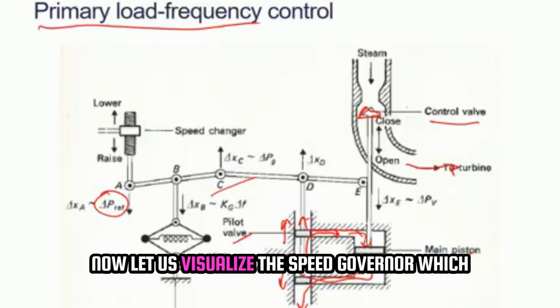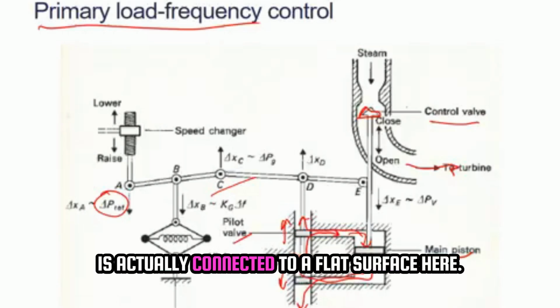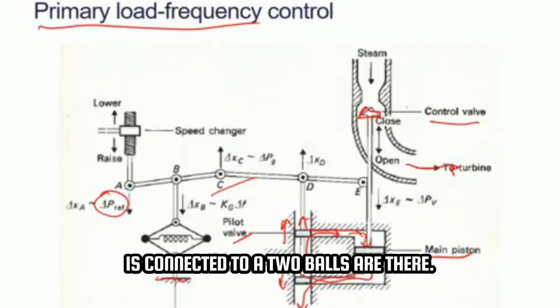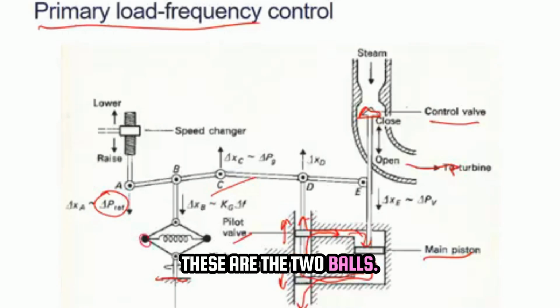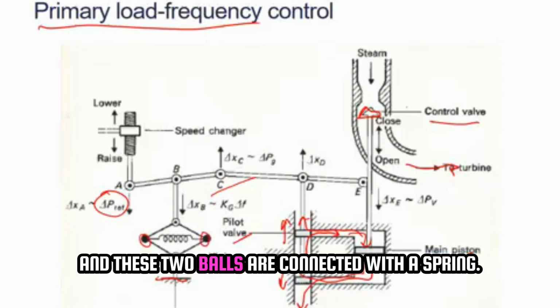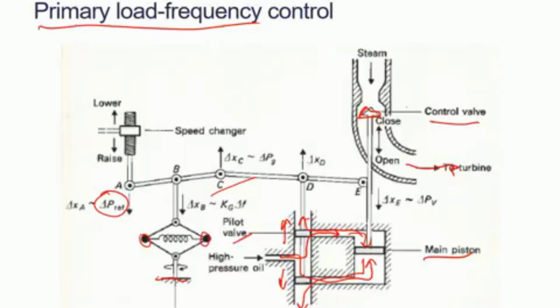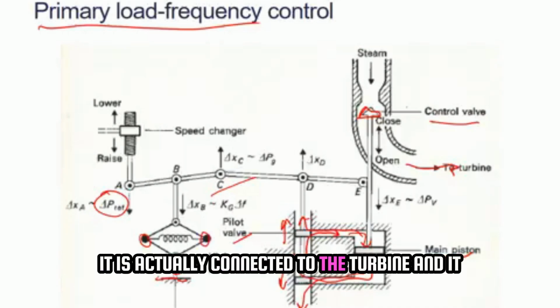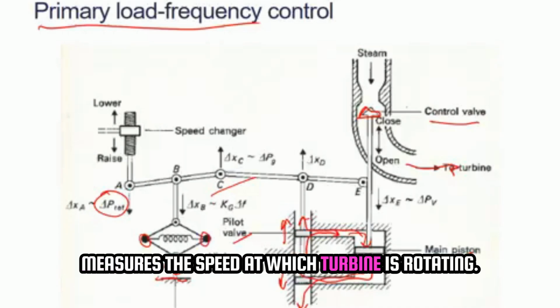Now let us visualize the speed governor, which is connected to a flat surface here. You can see that the speed governor has two balls, and these two balls are connected with a spring. This hinge is a rotating thing. It is connected to the turbine, and it measures the speed at which the turbine is rotating.